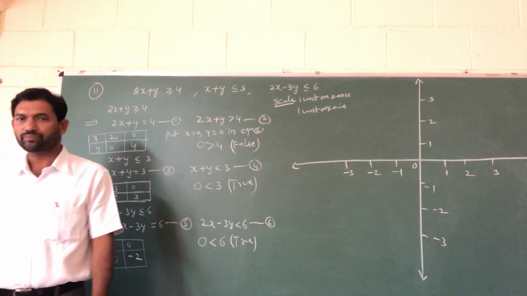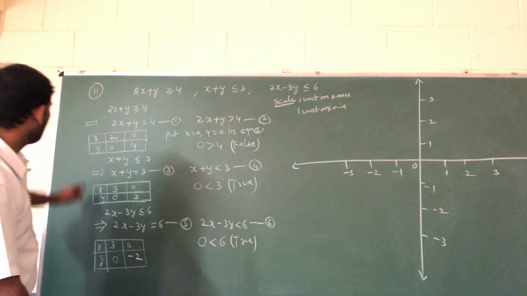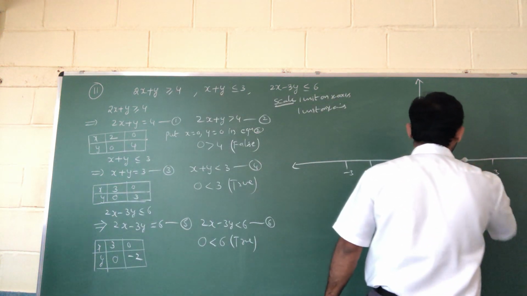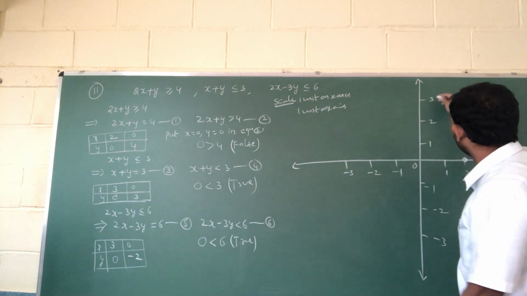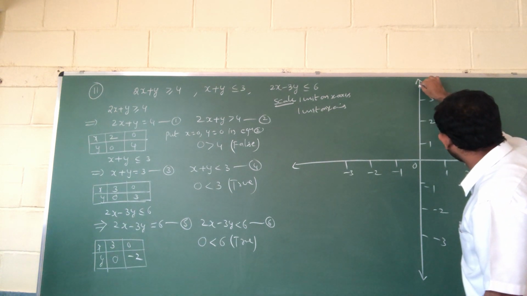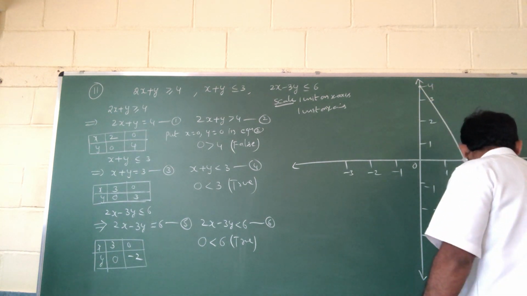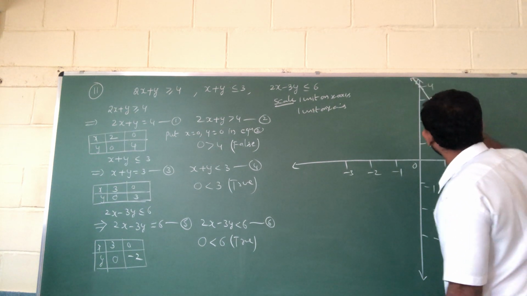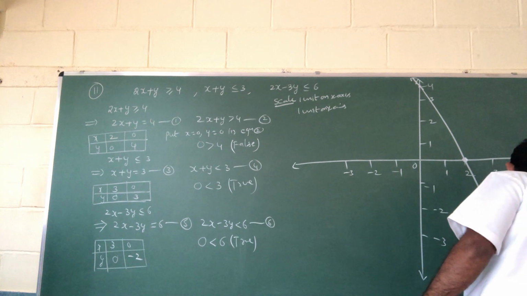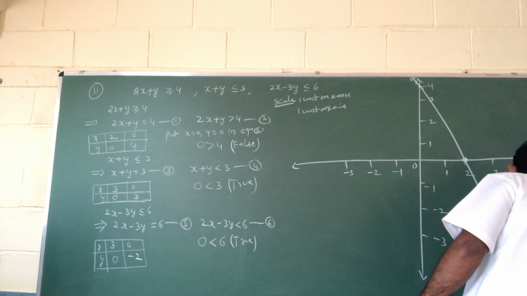After this, one by one. So x equal to 2. X equal to 2 means this one. Y is equal to 4. 4 is here. So join these two with the dark line. Then you write this name: 2x plus y greater than or equal to 4.